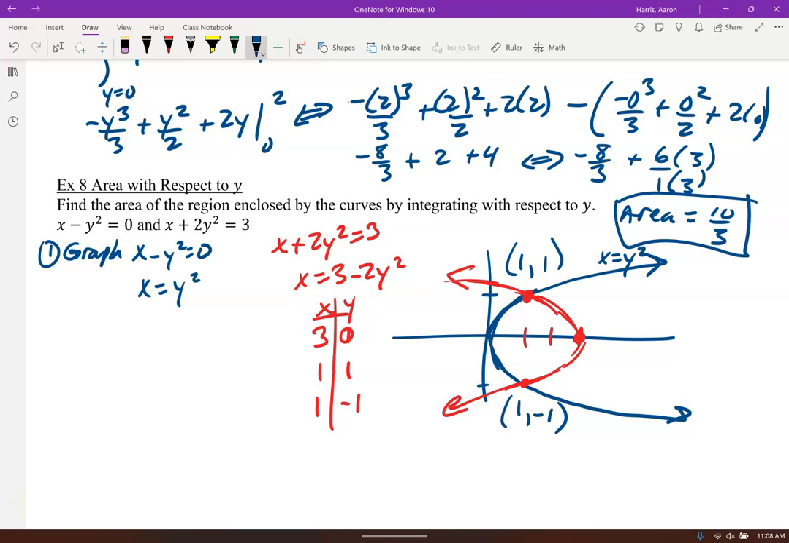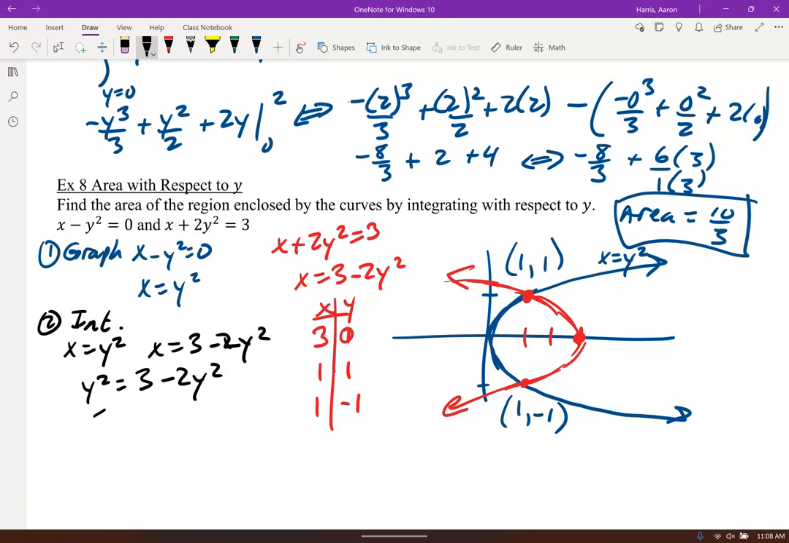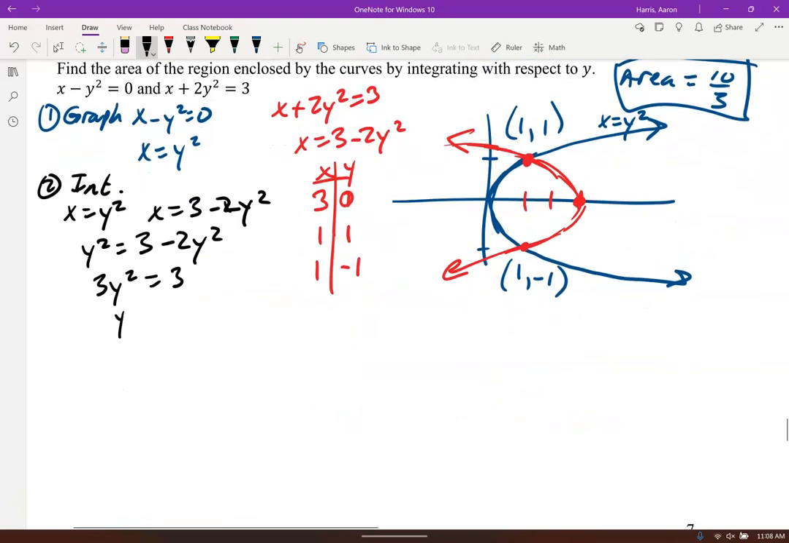And you could do that algebraically, where do they intersect? You have x equals y squared, and you have x equals 3 minus 2y squared. Where does y squared equal 3 minus 2y squared? Let me add 2y squared to both sides. So I have 3y squared equals 3. Let me divide by 3. 3 over 3 is 1. Let me square root, so y is plus or minus 1. You see how they hit at this y value and that y value right there?